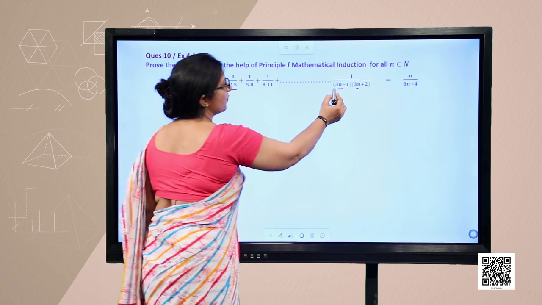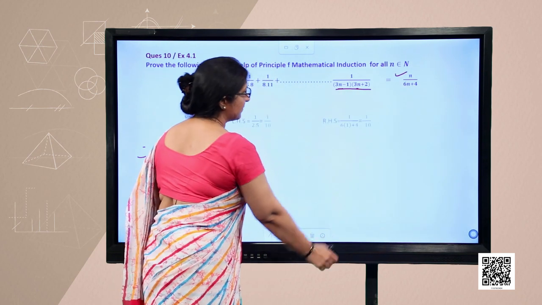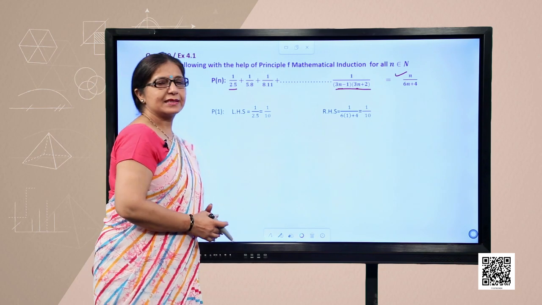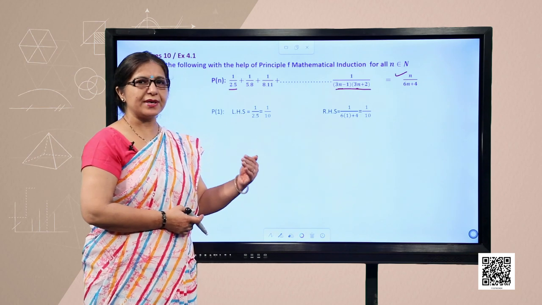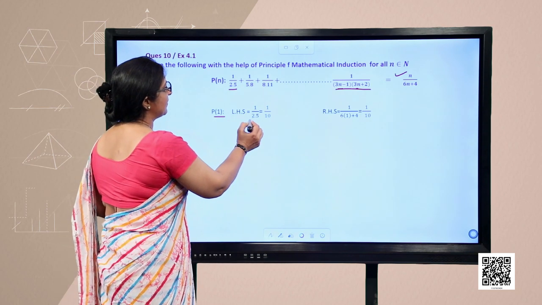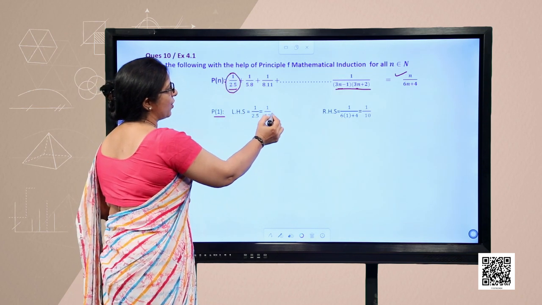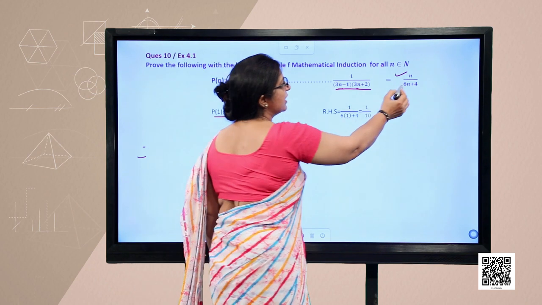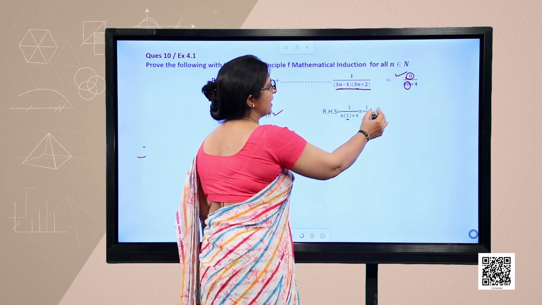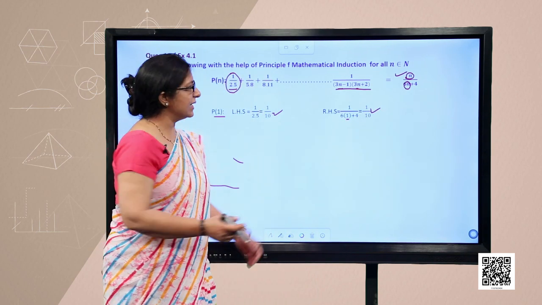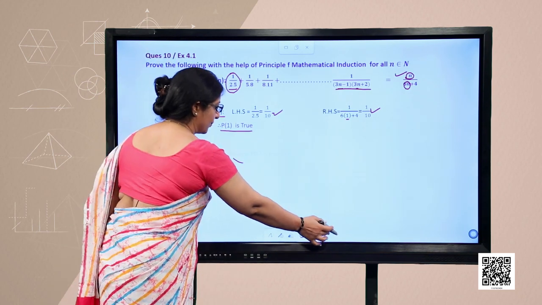This sum comes out to be n upon 6n plus 4. Now, as the principle of mathematical induction says, we will first prove it for P1. For P1, the left hand side means the first term, which is 1 upon 2.5, that is 1 upon 10, and on the right hand side we need to replace n by 1. After replacing it by 1, we get 1 by 10, so left hand side is equal to right hand side. We can say that P1 is true.